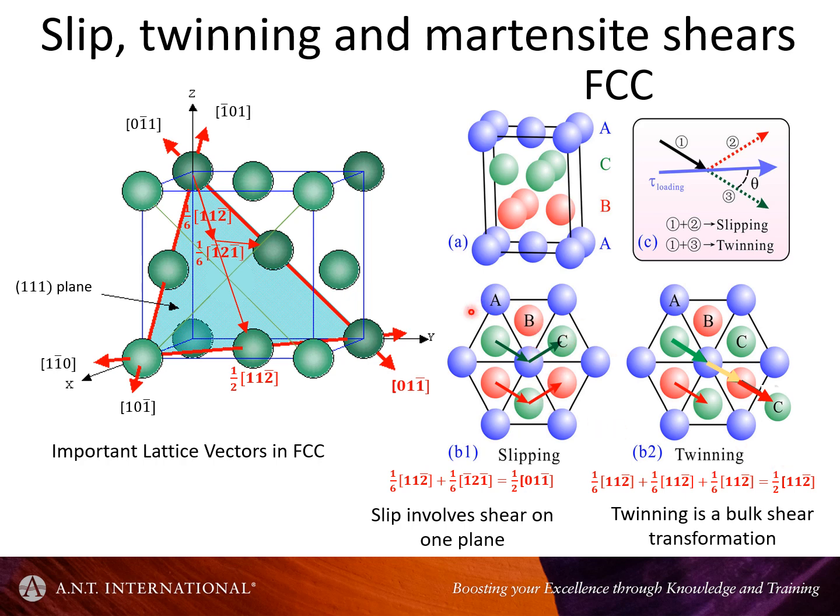The difference between the slip on a plane and twinning is that if we consider this partial, what twinning is that you move each layer by the same partial amount. So the green one goes this amount, the blue one goes this amount, the red one goes this amount. And that total shear in this case is half 1-1 bar 2. And it occurs over 3 layers of atoms, and essentially it can keep going, and the twin can grow. So this is a bulk transformation, whereas this is a planar transformation.